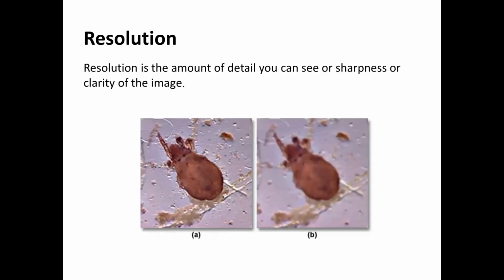Now let us talk about the concept we call resolution. Resolution is the amount of detail that you can see, or the sharpness or clarity of an image. There's actually no point in just enlarging the object. You have to make a sharp, clear image. As you can see below, image A is clear. The edges are sharp and you can see more details than in image B, even though both these images are of the same size. So resolution means the clarity of an image.